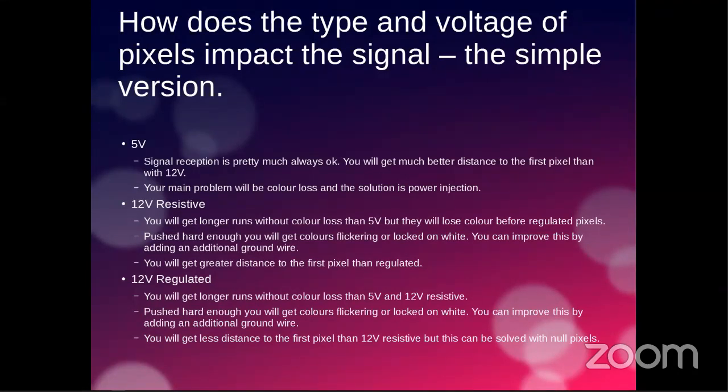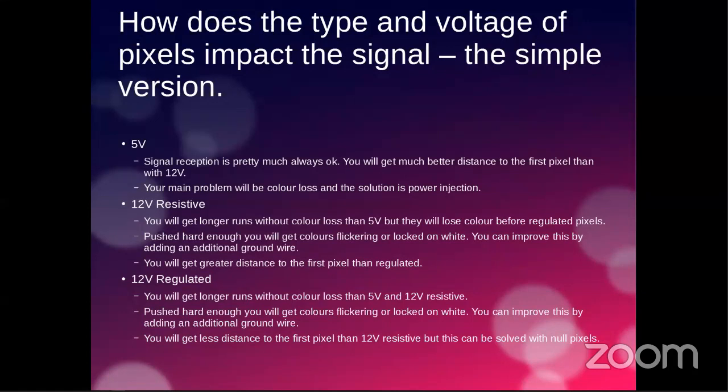12-volt resistive, you will get longer runs without color loss than 5 volts, absolutely. They will lose color before you will lose color with regulated pixels, so they're not quite as good at driving distance as the regulated pixels are. You will get color flickering if you push them hard enough, and you can improve that by adding an additional ground wire. You will get greater distance to the first pixel than regulated. Regulated pixels will flicker earlier than resistive pixels.